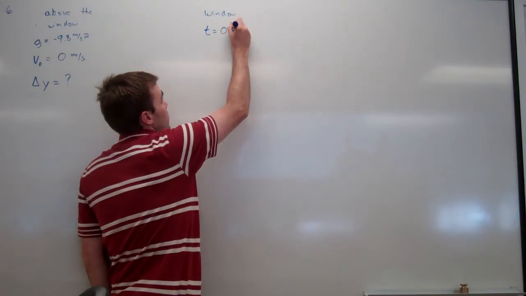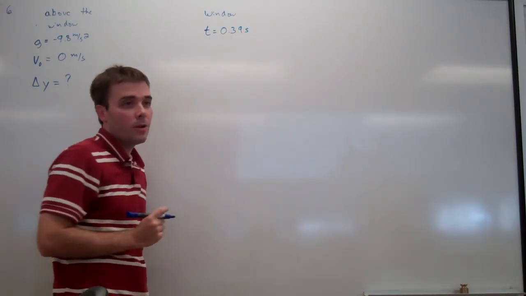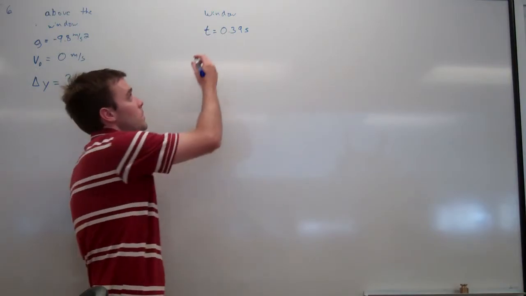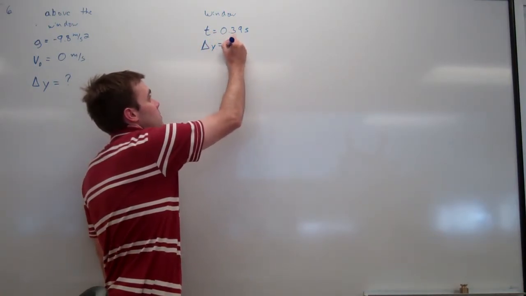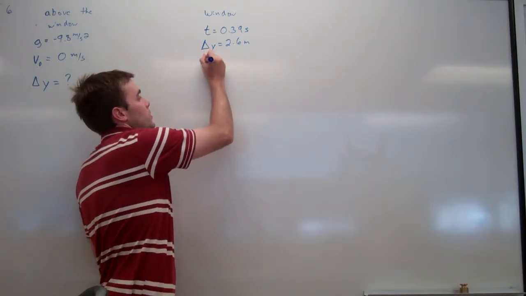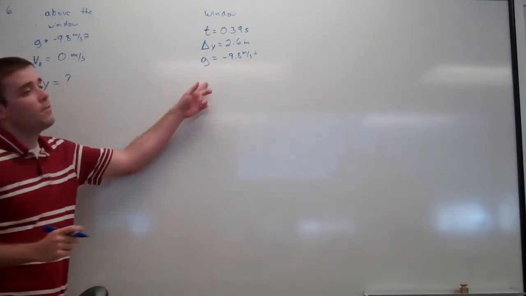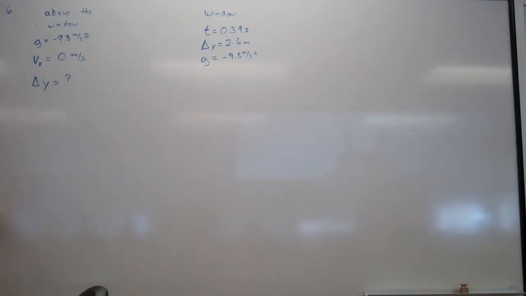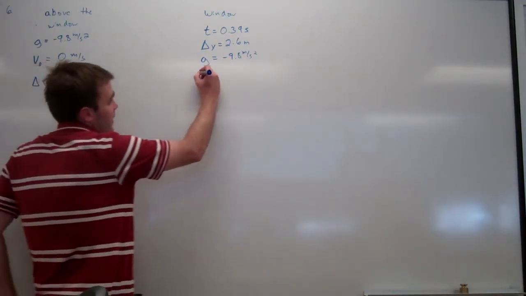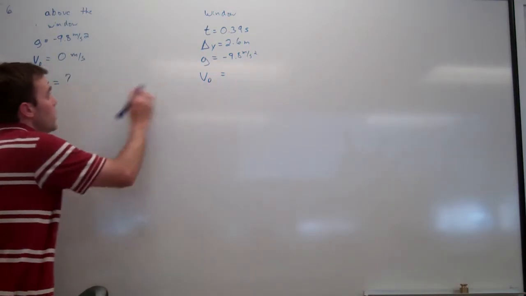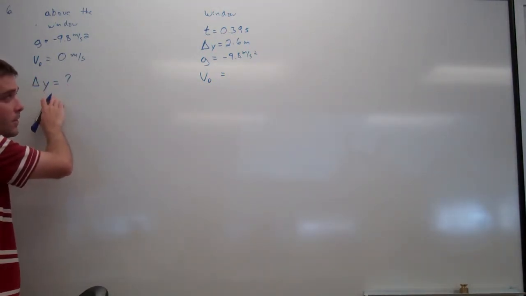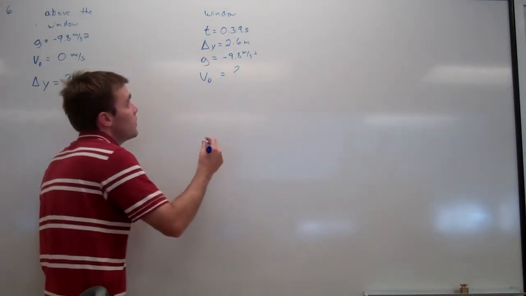What do we know about the window part? Time is 0.39 seconds. What else do we know about the window? Delta y, 2.6 meters. And we still know that g is negative 9.8 meters per second squared. What can we find on the window part that will be useful to us for this part? The initial velocity for the window part is going to be what for the above the window? Final velocity. So if we find VO, we can use it over here as VF, and we'll be able to solve for delta y. Let's find VO.